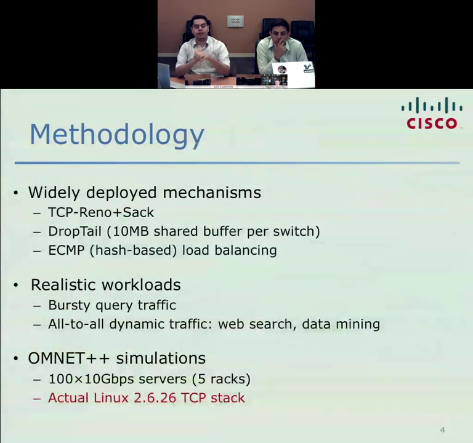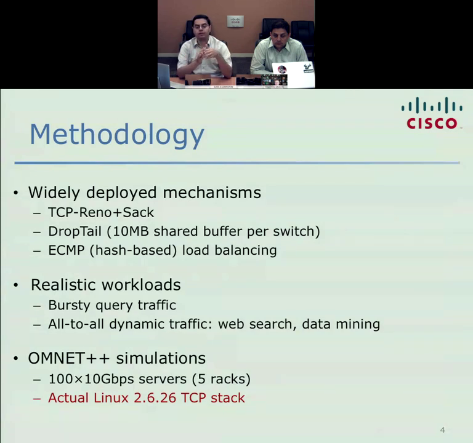So the way we conducted this study was we decided to focus on only widely deployed mechanisms. Standard TCP, Reno, and SACK for the transport, which is widely deployed. Standard drop-tail buffering, shared memory and drop-tail queuing in the switches. And standard equal cost multipathing, or so-called hash-based randomized load balancing in the fabric.